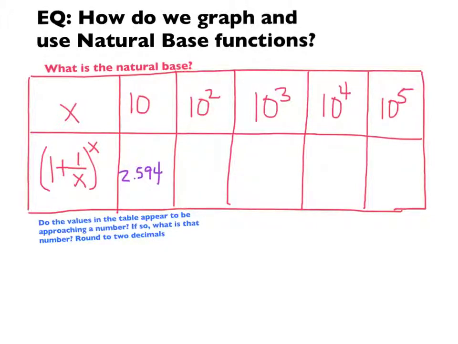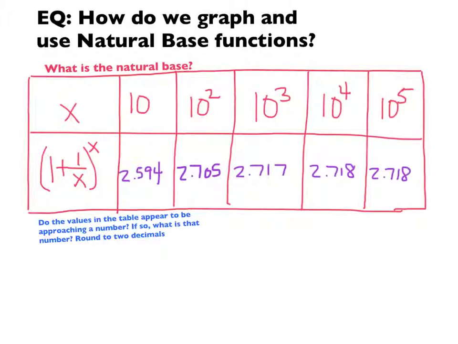Now 10 squared is 100, so we would do 1 plus 1 over 100 raised to the 100th power. Now it comes out to 2.705. And so on until we filled out the entire table. As we fill out this table, we get 2.717, 2.718, 2.718. So we get the same thing twice when we round a little bit; the fourth decimal was a little bit different.